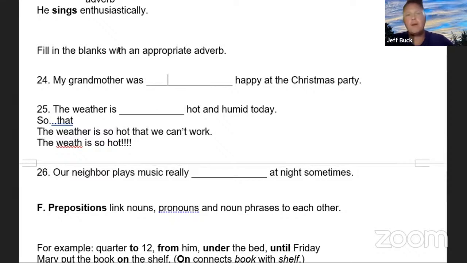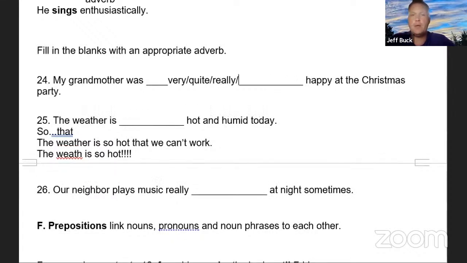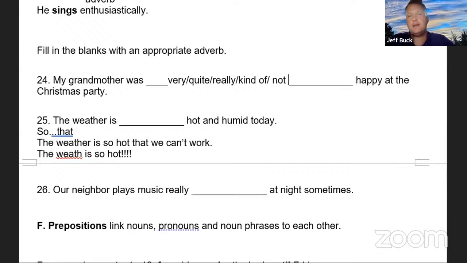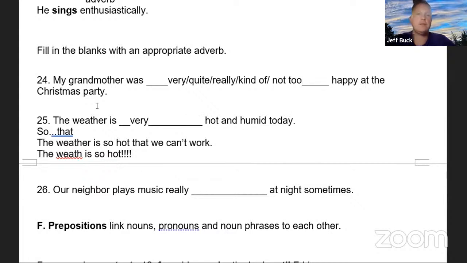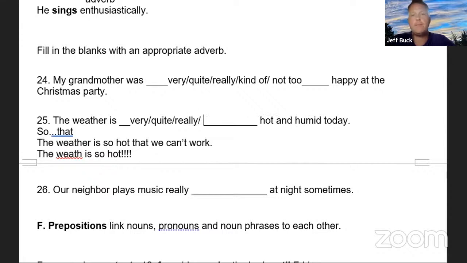Here we go. My grandmother was very happy at the Christmas party, or quite happy, or really happy, or kind of happy, or not very happy, or not too happy. The weather is very hot, quite hot, really hot, a little hot.